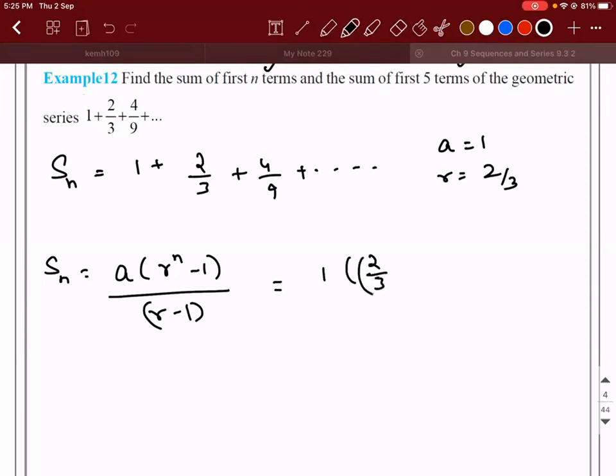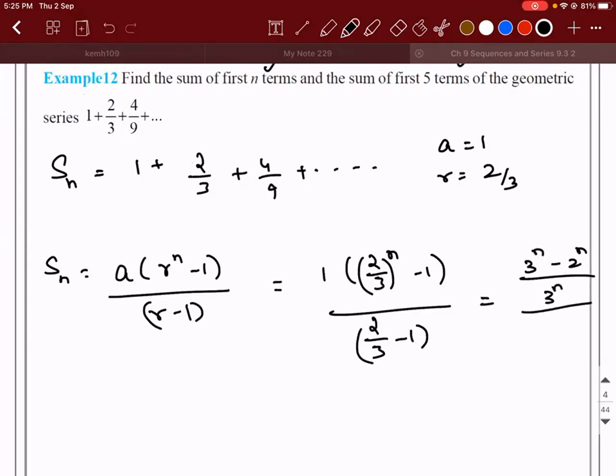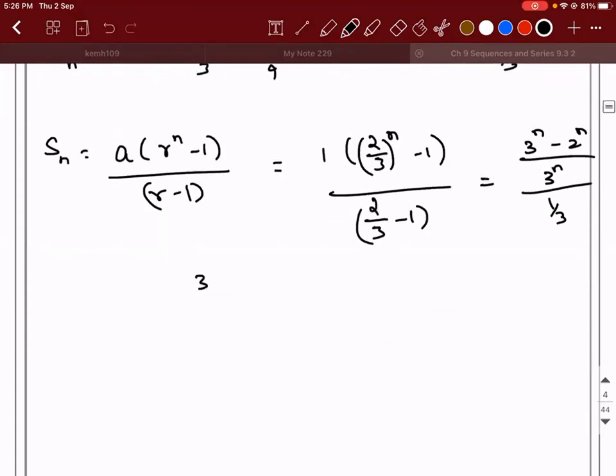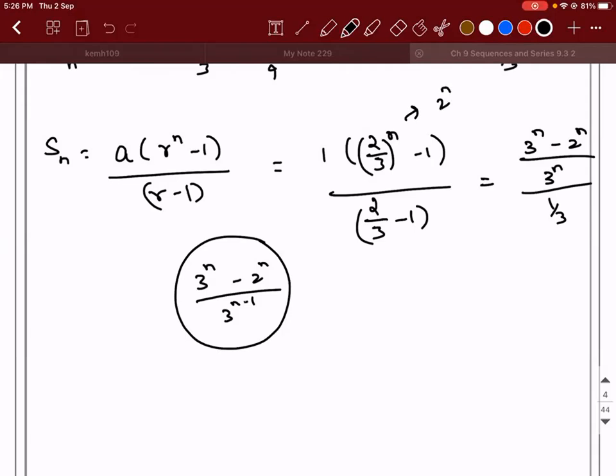So 2 by 3, the whole power n minus 1, divided by 2 by 3 minus 1, which is 1 by 3. So you will get 3 power n minus 2 power n divided by 3 power n, the whole divided by 1 by 3. So when you solve this, you will get 3 power n minus 2 power n, minus 1 by 3, right? I took the minus sign outside. See, here I would have got 2 power n minus 3 power n by 3 power n. I reversed it.